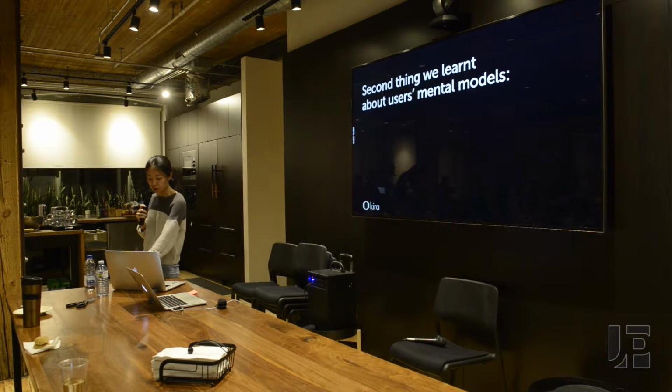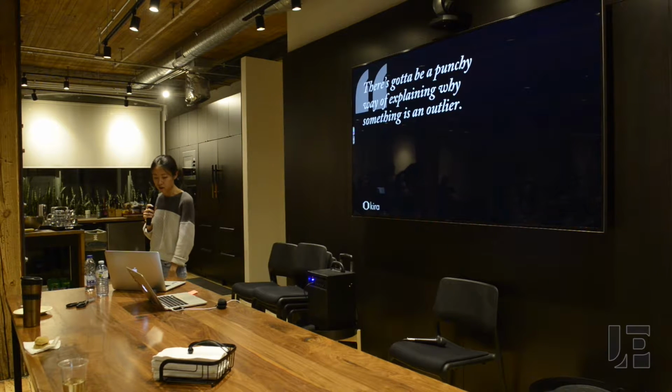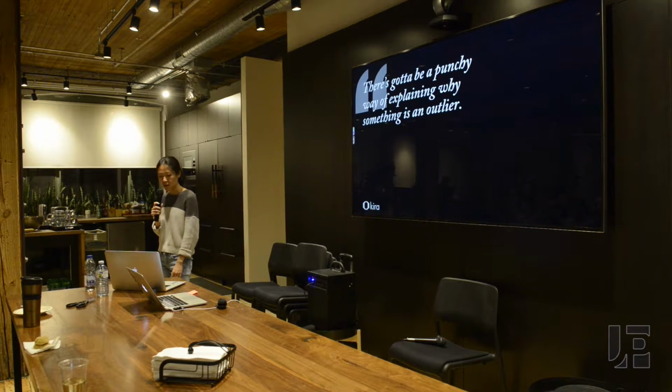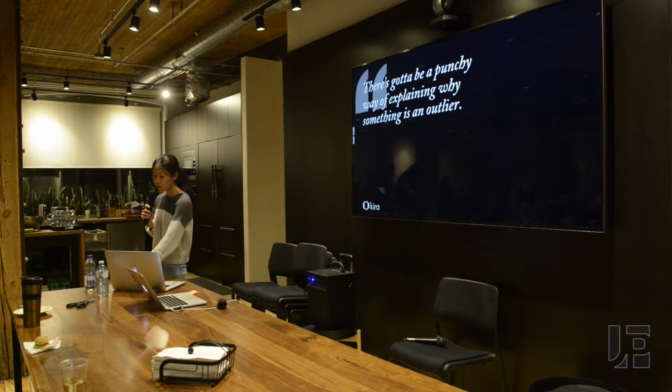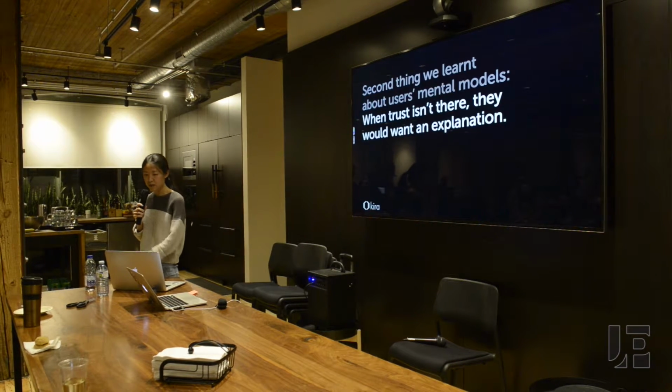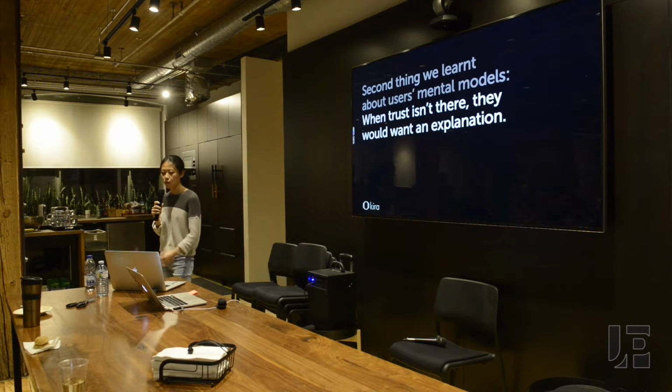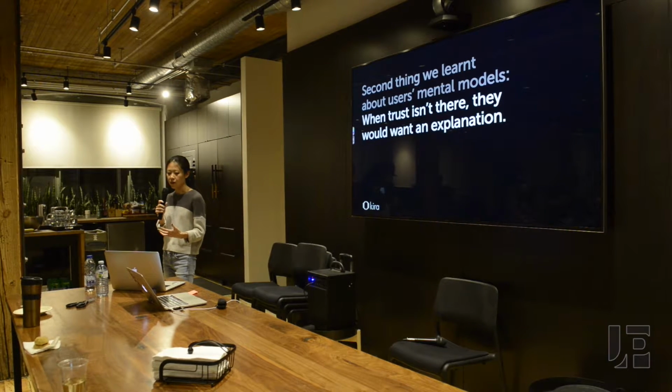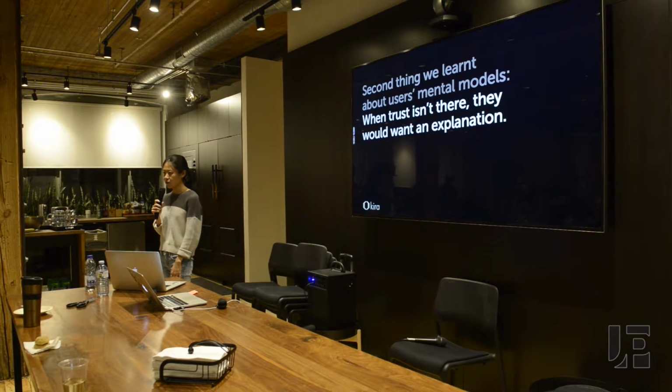And the second thing we learned is illustrated in this quote. Someone said, there's got to be a punchy way to explain why something's an outlier. So when you group similar things together, there ought to be a group where things are outliers that don't really belong to any of the groups. So what does this tell us? It basically tells us that when trust isn't there, people want an explanation.